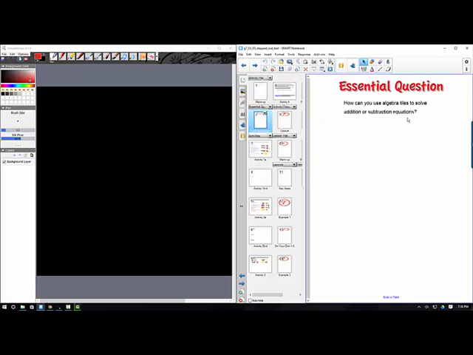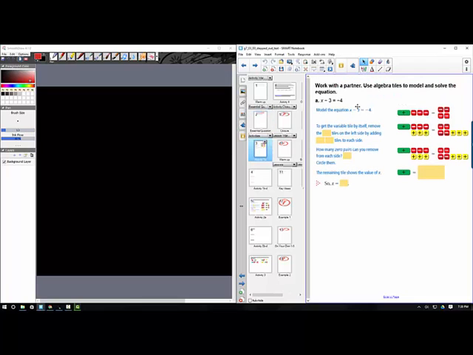The essential question is, how can you use algebra tiles to solve addition and subtraction equations? And we'll practice them right here. So let's say I have x minus 3 equals negative 4. Now, these are equations and not expressions. The difference is now I have an equal sign here. So I want to figure out what x is equal to make this statement true. Notice how I model it on the left side here. We have 1x and then 3 negative signs equals 4 negative signs.